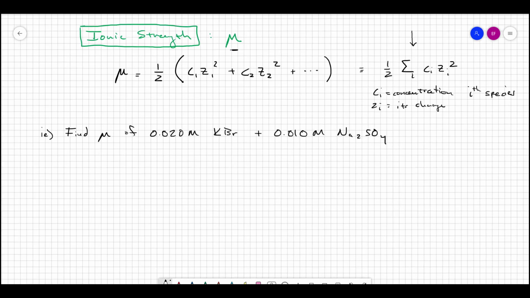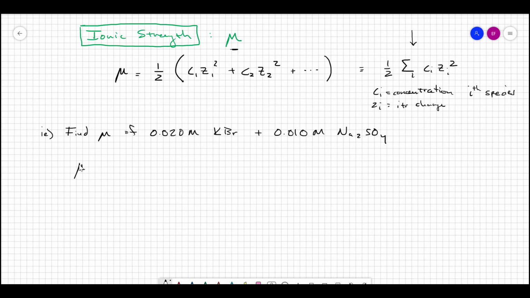So the example says find mu, or the ionic strength, of a solution that has 0.020 molar KBr and 0.010 molar Na2SO4. So we'll write this out. So mu is going to be equal to 1/2 multiplied, and then we just need to go through the line of the individual ions. So we've got a potassium ion, we've got a bromide ion, we've got sodium ions, and we've got sulfate ions, all at different concentrations.